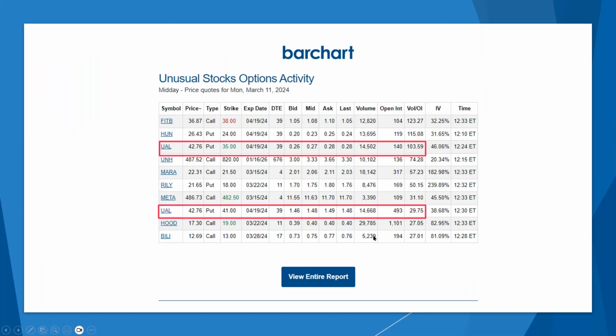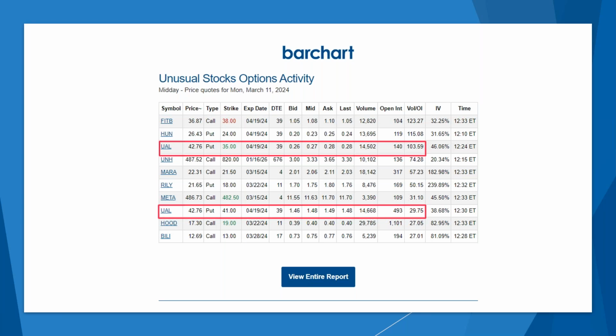And let's see if I can help us define what I'm trying to explain here. So here is an unusual stock options activity email that I received as part of my Barchart Premier benefits that identifies the top 10 unusual options activities by volume and open interest. Again, one of the things that we're kind of looking at in our flow.